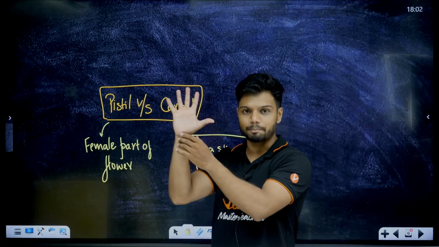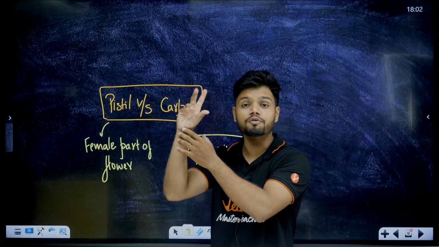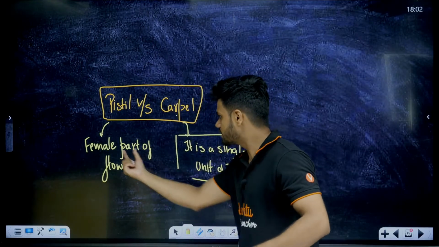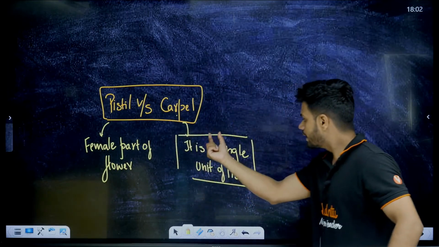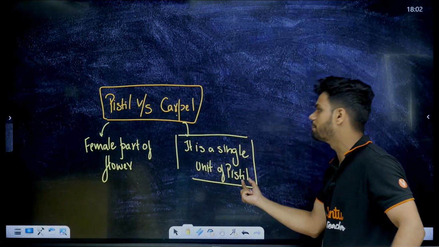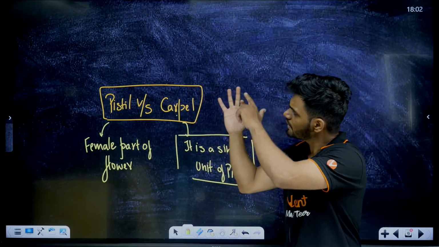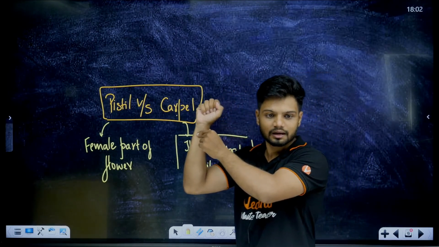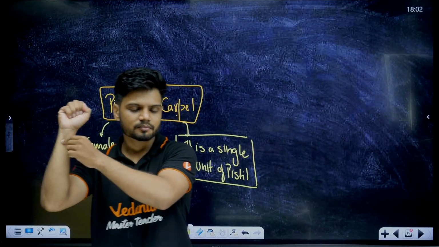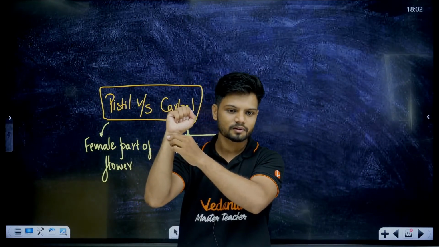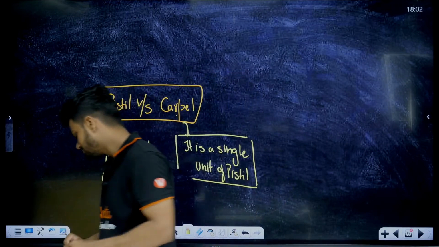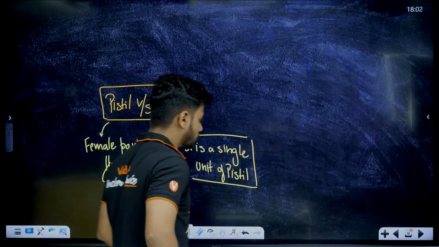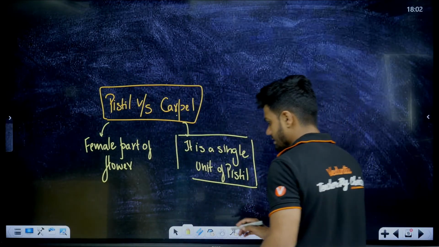This is going to be an entire pistil, and a pistil is made up of many carpels. So it is the female part of the flower. Carpel is the single unit of an entire pistil. Clear, all of you? Did you understand? Clear, right? That is the basics which you need to know.